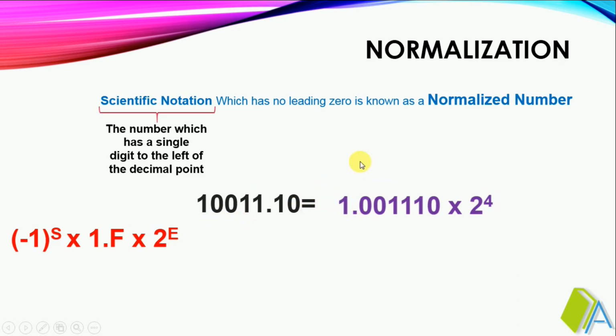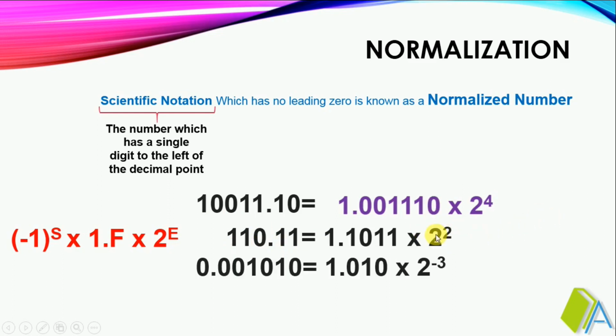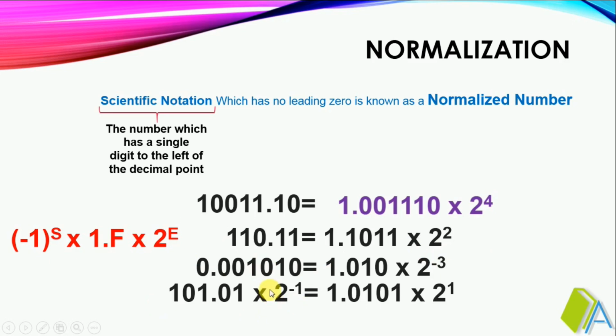Here is another example. In order to normalize, according to this example, you have to shift the decimal point left 2 bits, so my exponent value gets incremented. In this case, I have to shift my decimal point towards the right 3 bits, 1, 2, 3, in order to get 1.010. So at that time my exponent value gets decremented by 3, so minus 3.